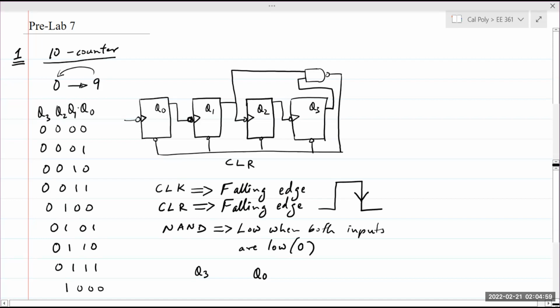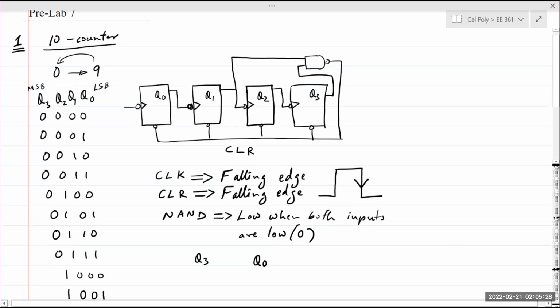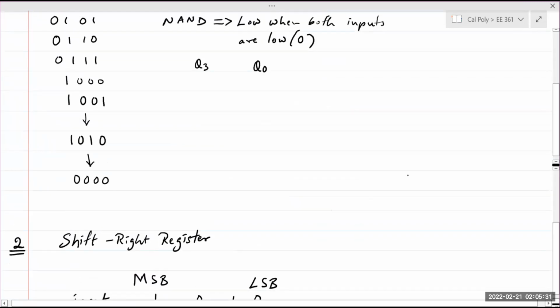In the binary number system, the least significant bit would be represented by Q0, and the most significant bit would be represented by Q3. So it's a 4-bit counter. And in the binary number system, the first one is 0000, then 0001, 0010, 0011, 0100, 0101, 0110, 0111, 1000, and 1001. That is 9.